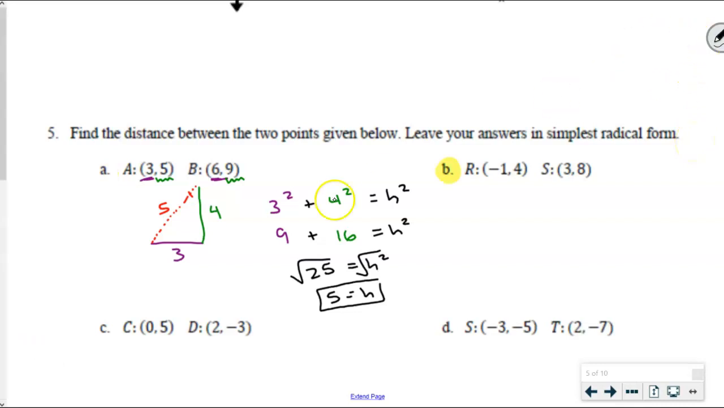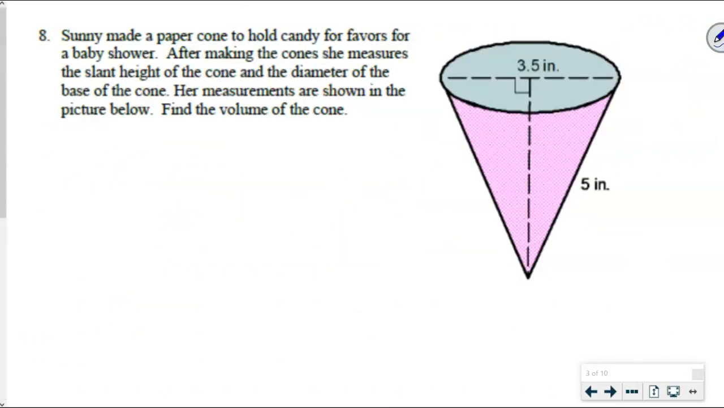Okay, now we do have some extra time, so we are going to return to problem number 8, this application. This is going to touch on some concepts that we are going to be practicing a little bit later on. This is volume of a cone. So Sunny made a paper cone to hold candy for favors for a baby shower. After making the cone, she measures the slant height of the cone and the diameter of the base of the cone. Her measurements are shown in this picture. So a few things that we need to remember, because again, we're finding the volume of the cone. This length right here is the diameter.